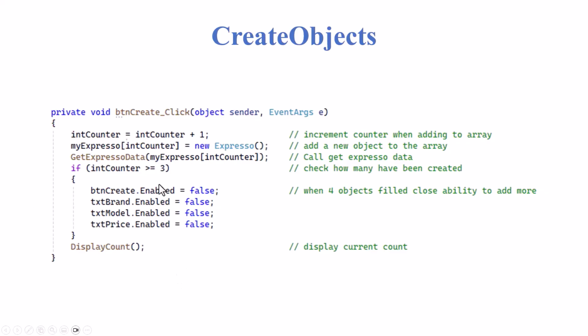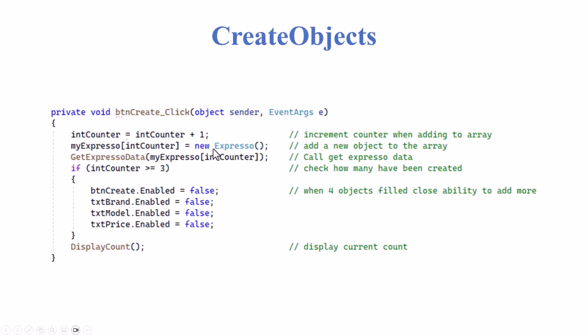Our Create Objects button is going to increment the counter. So when we first come in here, we're going to increment it by 1. So remember we set it for a -1. So when we first create it, int counter is going to be equal to a 0. We're going to add 1 to it. That means my espresso int counter, my espresso 0, is going to be equal to new espresso.